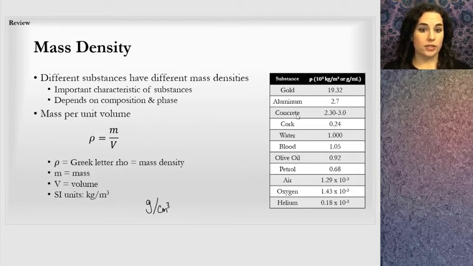cubed. And you can see over here in the chart that there are varying mass densities depending on the substance. Heavier, denser materials have higher mass densities. Remember, at any time, if you need a mass density, you can look it up in a chart in the book or on the internet.